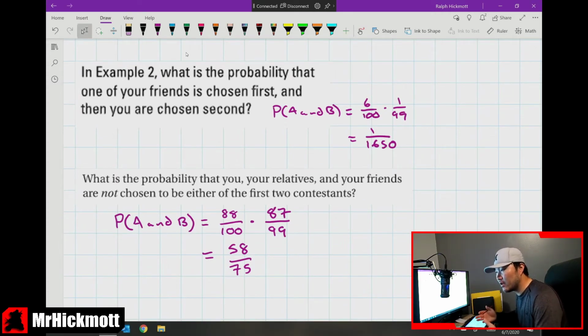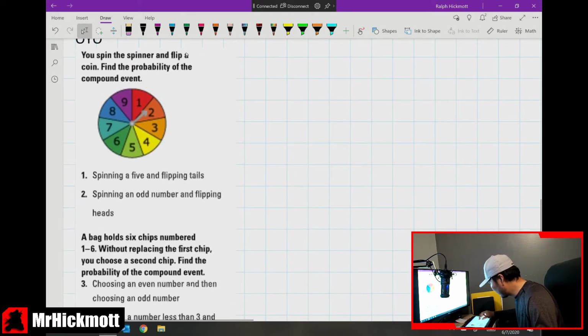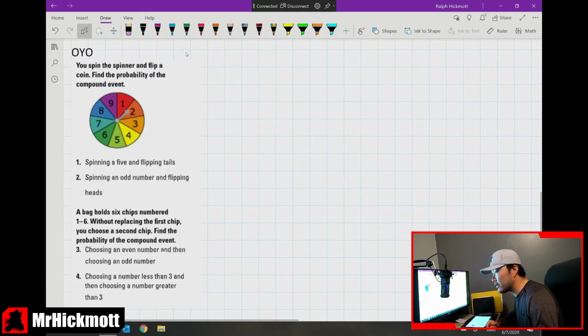Review the notes as needed, but let me roll out a couple of OYO problems right here. Let me zoom out so you can see it. I'm going to roll the video for about 10 seconds, pause as you need it, and then the answer key will magically show up in just a little bit. Go ahead and give these 4 problems a try.